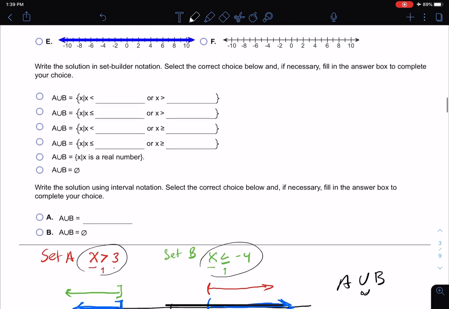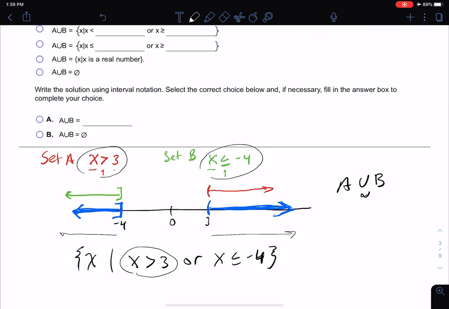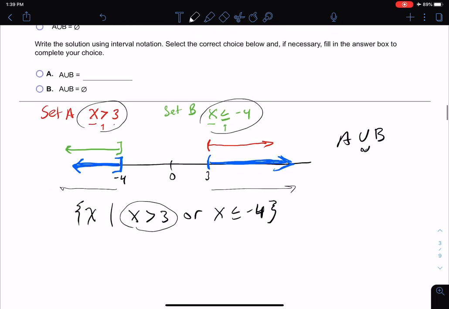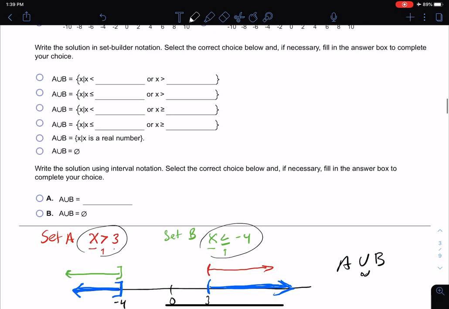So we've got to go up and pick what matches that. I need an x is greater than 3. So I need a greater than and I need a less than or equal to.